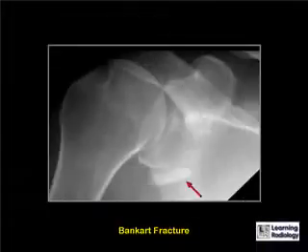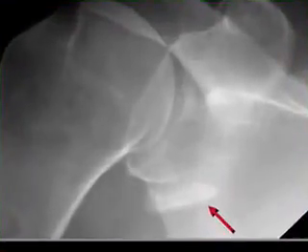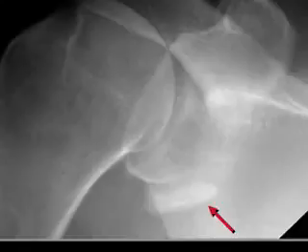This is what a Bankart fracture looks like. This is a fracture of the anterior rim of the glenoid as the humeral head strikes it on dislocating. This shoulder has been reduced. There is no dislocation demonstrated.